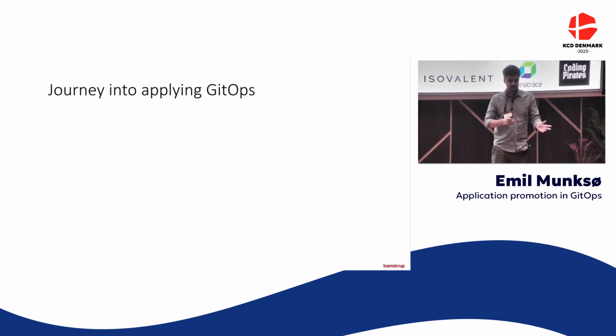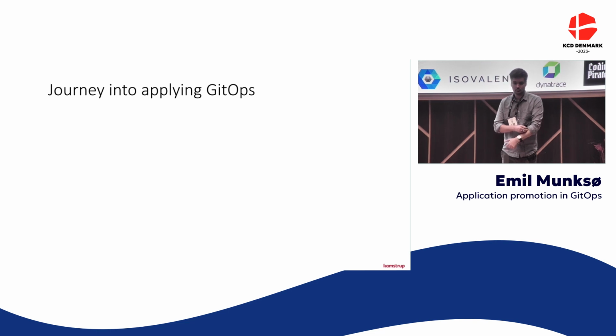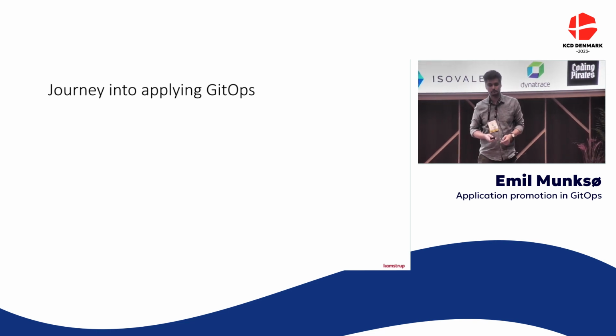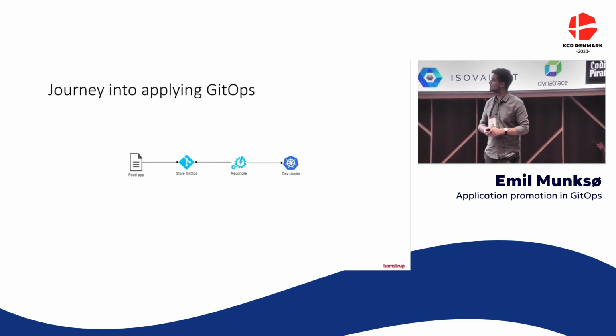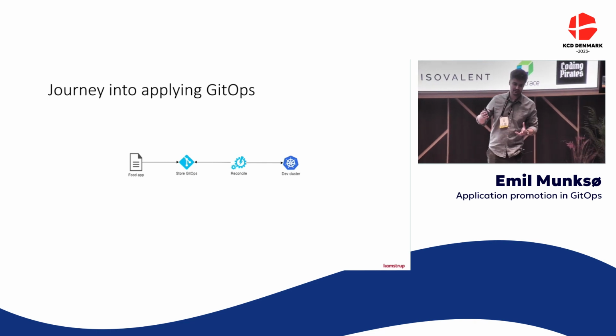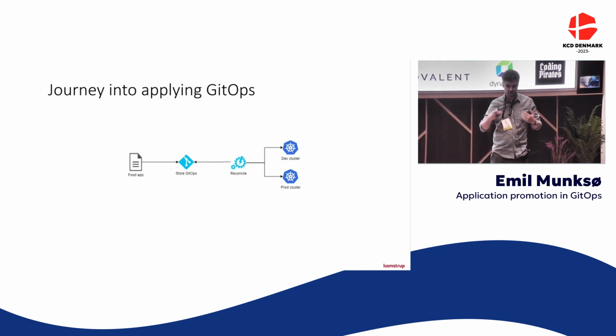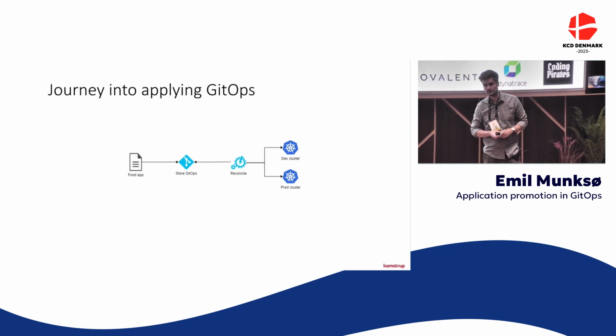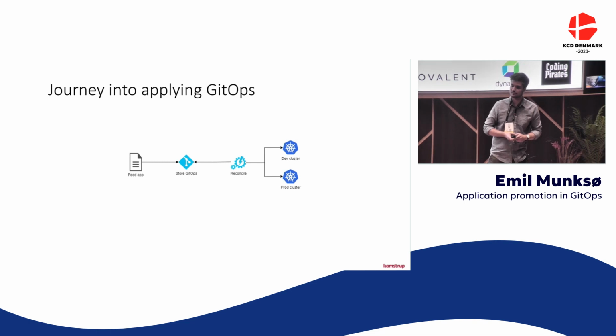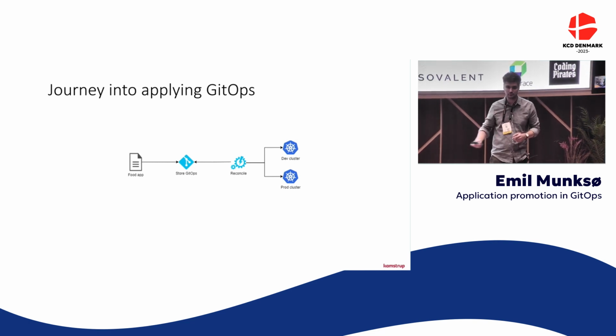Then let's talk about the journey into applying and adopting GitOps in a company. We'll start off with a simple company who has a single app, a single repository for GitOps, and a single cluster. It all goes fine. Then we start to scale up. We add a cluster. Everything is still manageable. We have a promotion path from development to production.